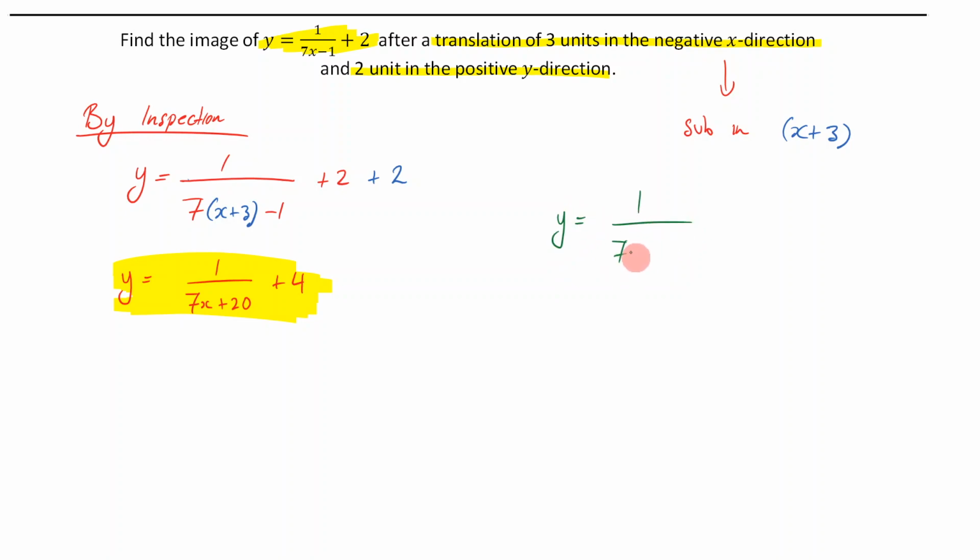They're going, all right, I've got 7x, and then I'm going 3 units in the negative x direction, so that means I just plus 3 to it. Then I minus 1. Then I plus 2. Then I plus 2 again. That's what they're doing. That's not correct. You need to replace the x with x plus 3. And that's going to become very clear when you do it by the method.